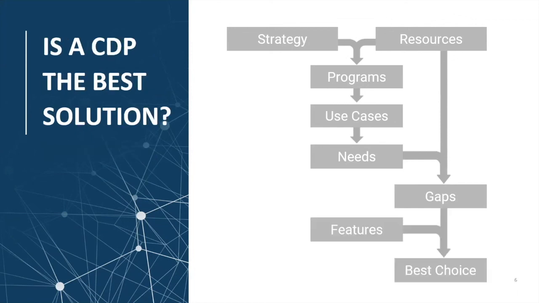And then finally, is the CDP the best solution? Well, the gaps imply a set of needs. So what are the features in the different kinds of systems that I might consider to close those gaps? How do they relate to the gaps, and which of those systems has the best fit or makes the best choice for closing those gaps?